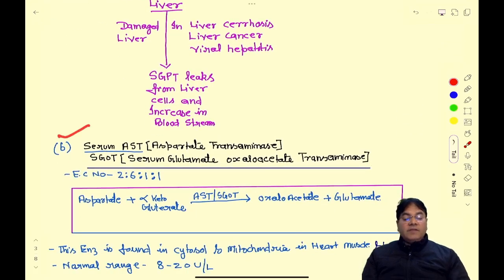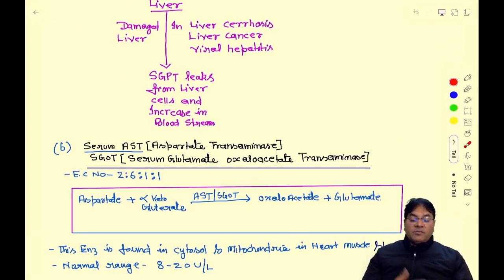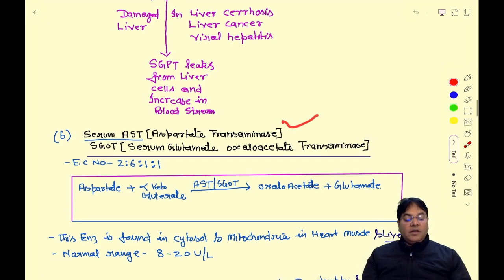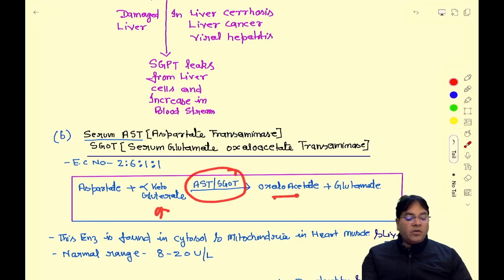Then the second enzyme which acts as a liver disease marker is AST, aspartate transaminase. This is more a cardiac marker than a liver marker, but it is also detected in the liver. That's why we have to explain it. It is also called SGOT, serum glutamate oxaloacetate transaminase. The enzyme commission number is 2.6.1.1, and its role is that it combines aspartate with alpha ketoglutarate, and converts them into oxaloacetate and glutamate. This is the physiological role of this enzyme in our body.